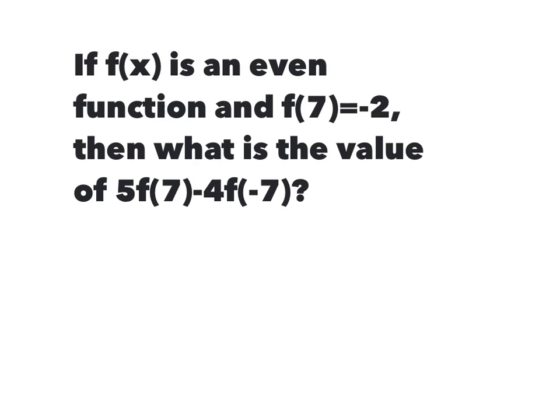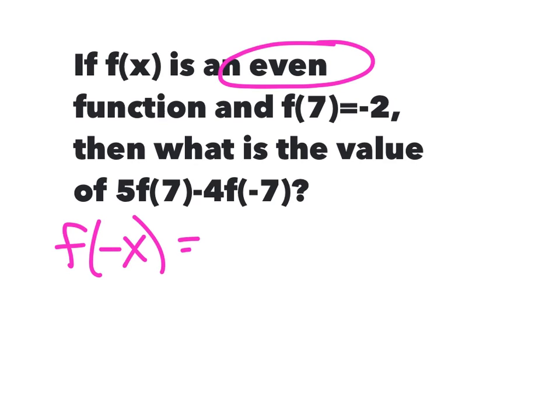All right, so what if f of x is an even function and f of 7 is negative 2? Then what is the value of 5f of 7 minus 4f of negative 7? To me, the whole key is that they tell you it's even. So I'm going to say f of negative x equals f of x. When I substitute in a negative x, I should get out the original y value.